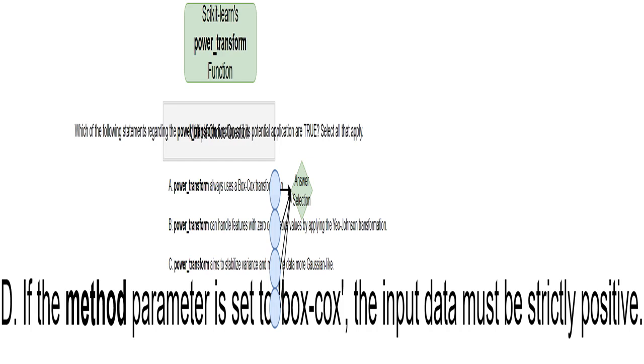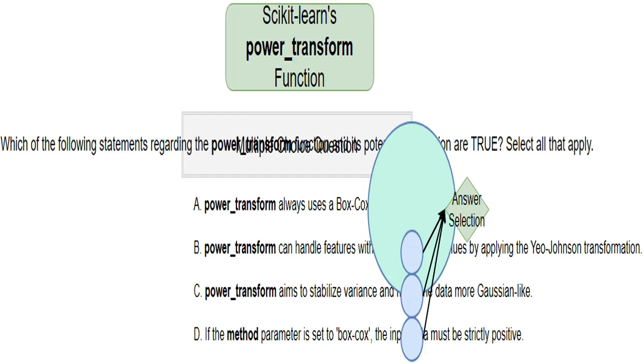This statement explains the main goal of power_transform: to improve data normality by stabilizing variance, reducing spread in data, and making the data distribution closer to a Gaussian distribution, bell curve. This statement highlights the specific requirement when using the box-Cox transformation with the function. It emphasizes that if you choose box-Cox via the method parameter, the input data must contain only positive values.